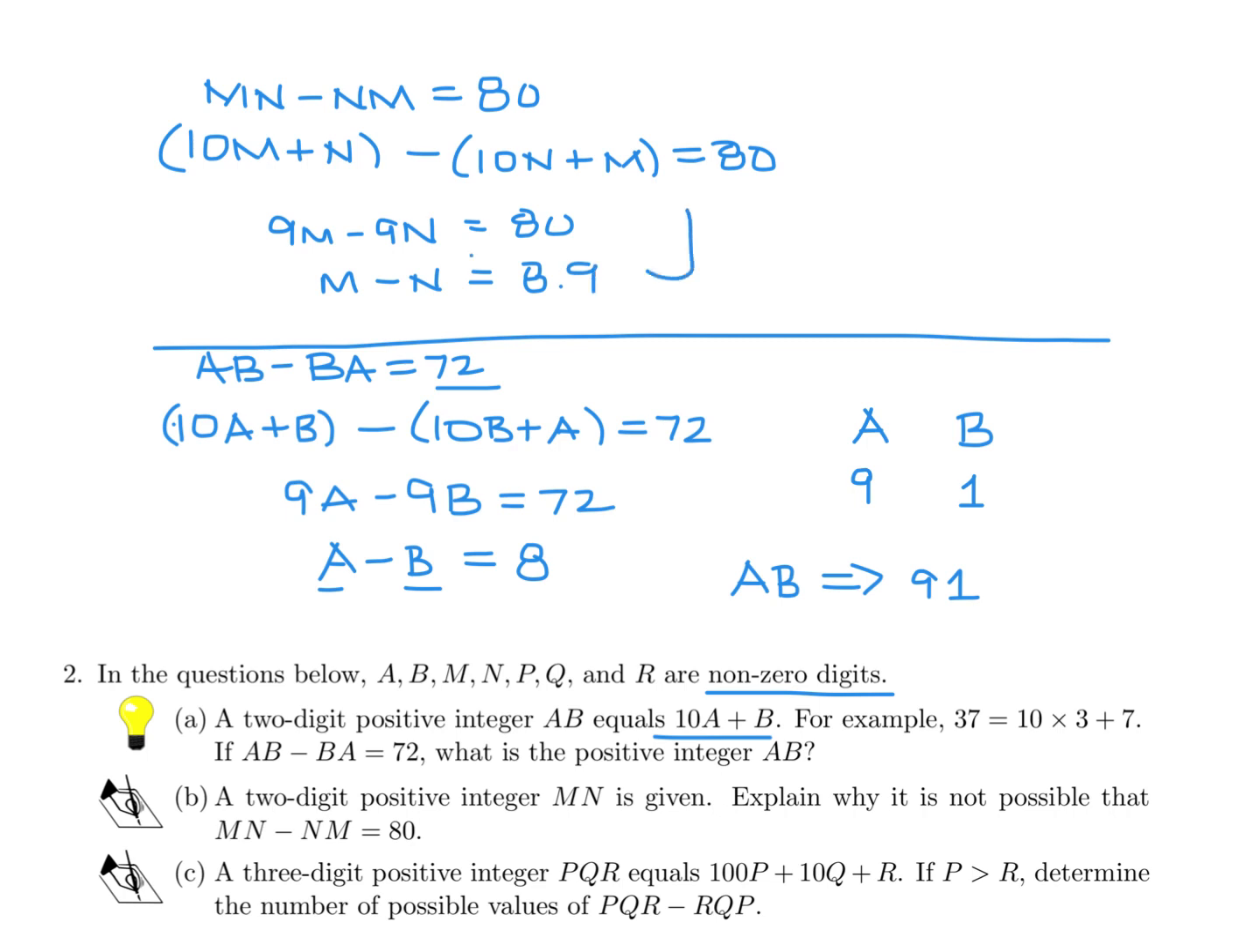Now, we just have to explain in words why this is not possible, because both, as it says in the question, m and n are digits. They're numbers. And therefore, the difference between two integers cannot be a decimal. The difference between two integers is always going to be an integer. So I just explained that in words, and that should be good enough.